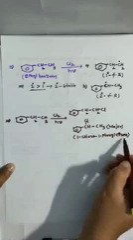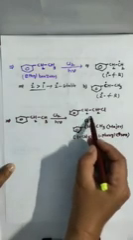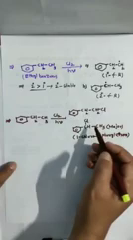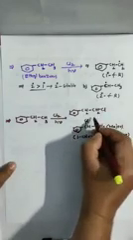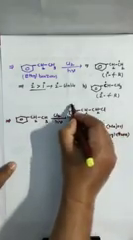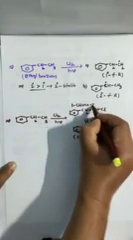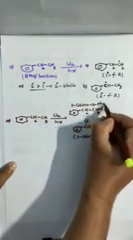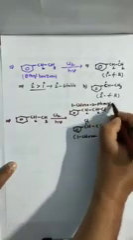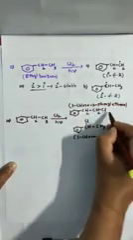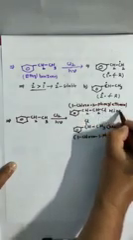1-chloro, 1-phenyl, ethane. Now you go for this compound. What compound are you getting? 1-chloro, 2-phenyl, ethane. What is the name? 1-chloro, 2-phenyl, ethane. This is the product. And this is the minor product.